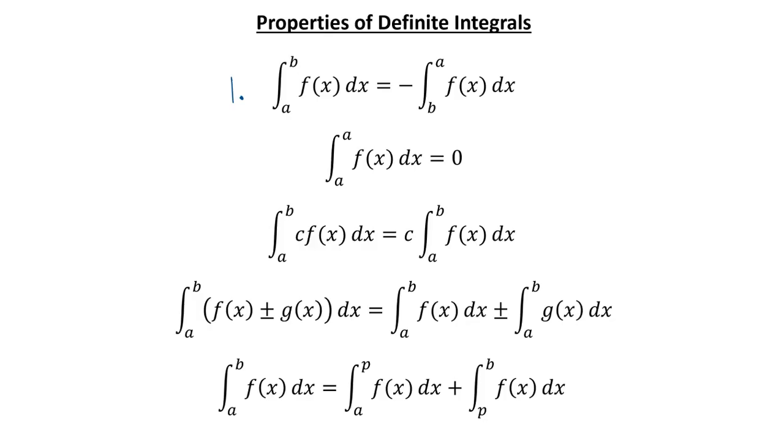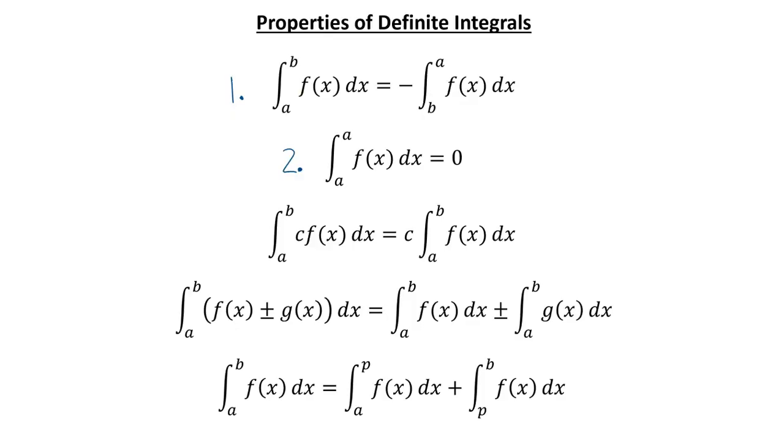Remember, a is our lower limit of integration, or our lower value for x, and b is our upper limit of integration, or our higher value for x. So what this means is that if we switch our limits of integration, the original area from a to b and the new area from b to a will be opposites of each other.